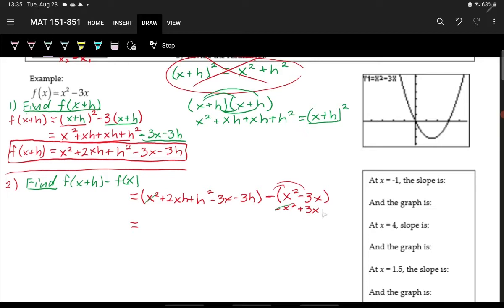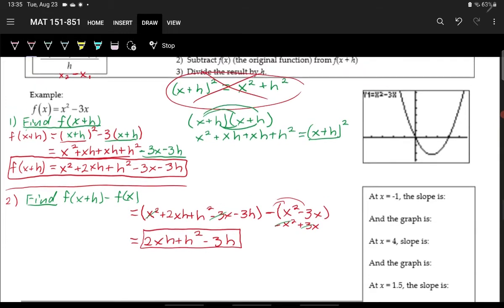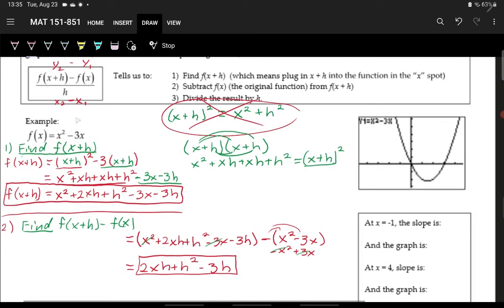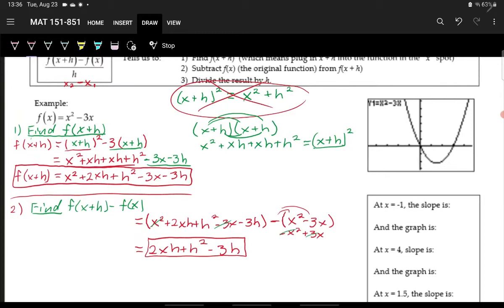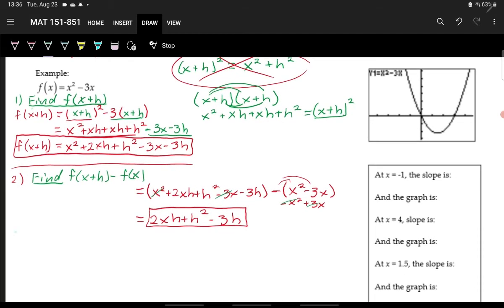And then we have a positive 3x here, and we have a negative 3x here. So positive 3x minus 3x, those add to zero. So we're just left with 2xh plus h squared minus 3h. So that is what we get when we do the subtraction in the numerator. So this is the numerator of this difference quotient, f of x plus h minus f of x. And then lastly, we divide everything by h.